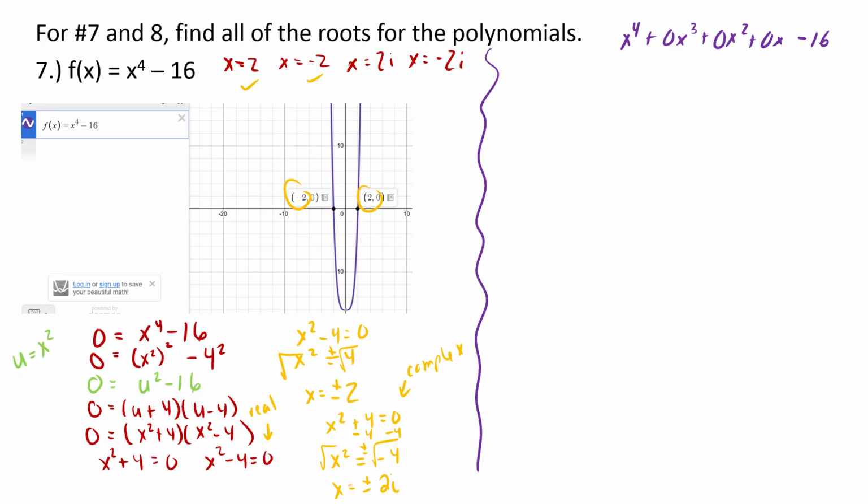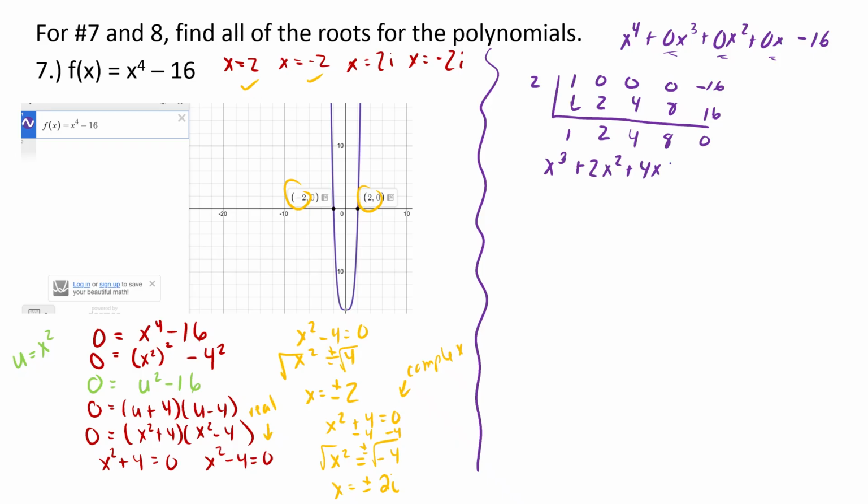Now, remember that polynomial x to the 4th minus 16, that you have all these zeros in there. When you are doing polynomial division of any sort, you do need to remember that. Okay, and I'm going to go ahead and divide by the 2. So I'm going to drop the 1, and then we multiply, and then we add, and then we multiply, and then we add, and then we multiply, and then we add, and it divides evenly, which I knew was going to happen because I knew that 2 was a 0. And my reduced polynomial is 1x to the 3rd plus 2x squared plus 4x plus 8.